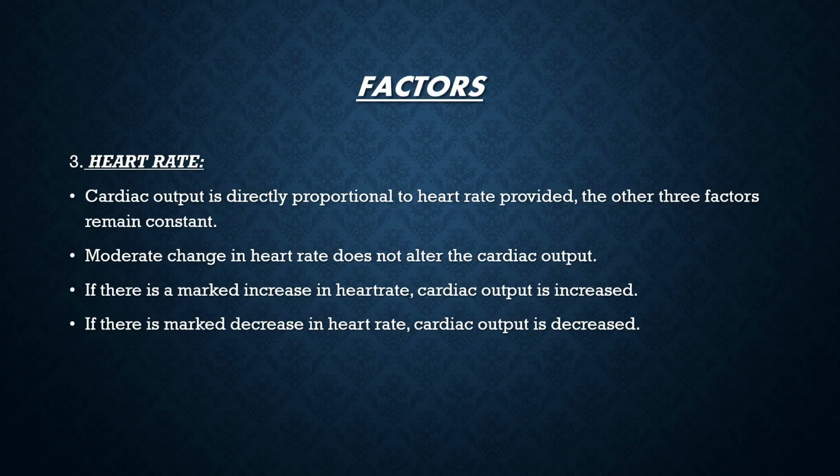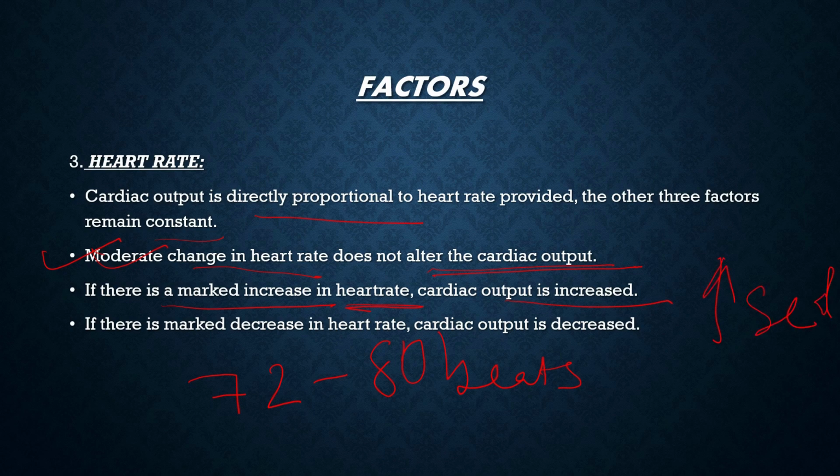Next comes the heart rate. Here also, cardiac output is directly proportional to the heart rate, keeping the other three factors constant. A moderate change in heart rate does not alter cardiac output. Yes, obviously, moderate changes keep happening; 72 to 80 beats is obvious. If there is a marked increase in heart rate, the cardiac output is also increased, and if there is a marked decrease, the cardiac output decreases. Hope this much is clear. Till now, all three factors are directly proportional to cardiac output.